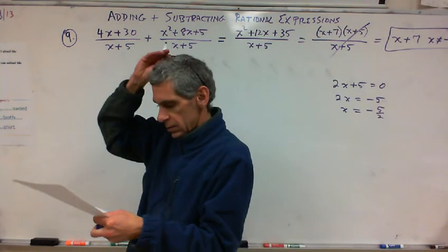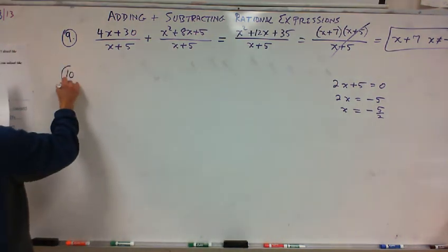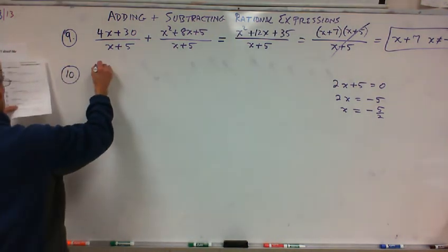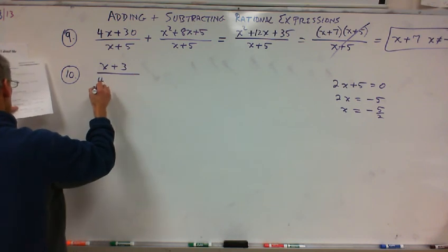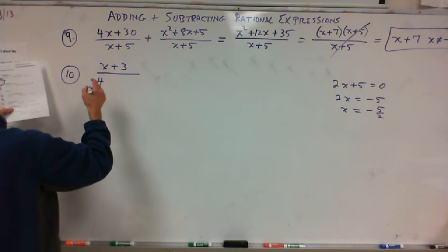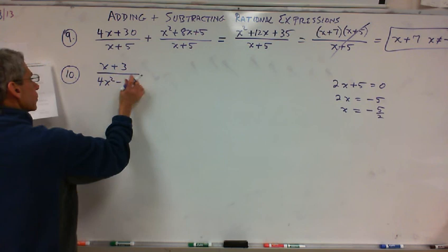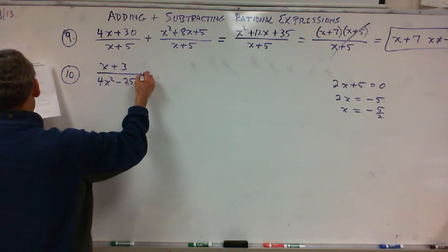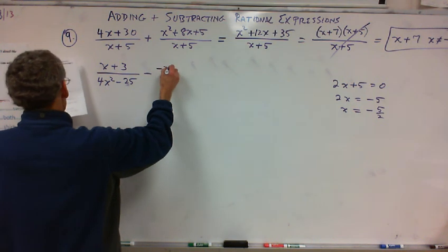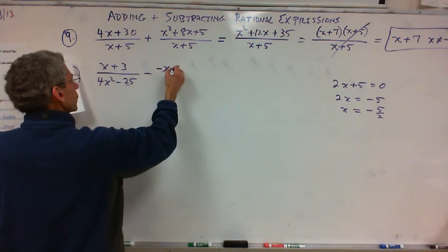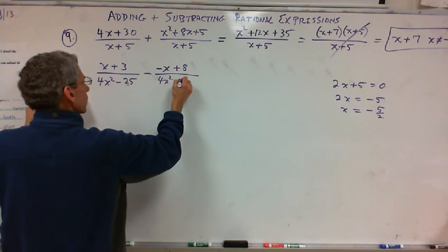And 10, let's see. All right, here we go, 10. x plus 3 over 4x squared minus 25, minus negative x plus 8 over 4x squared minus 25. Two more, just this one and one more and we're done.